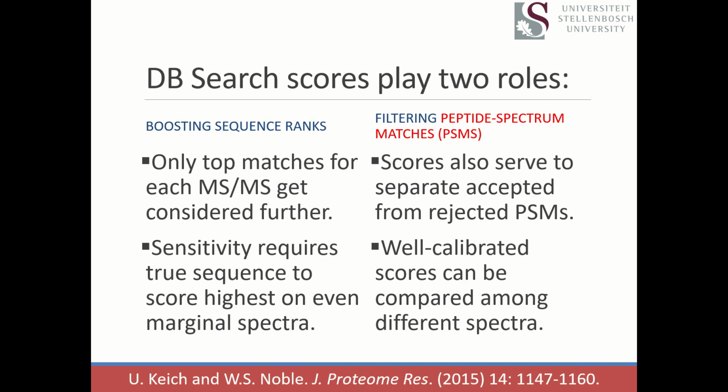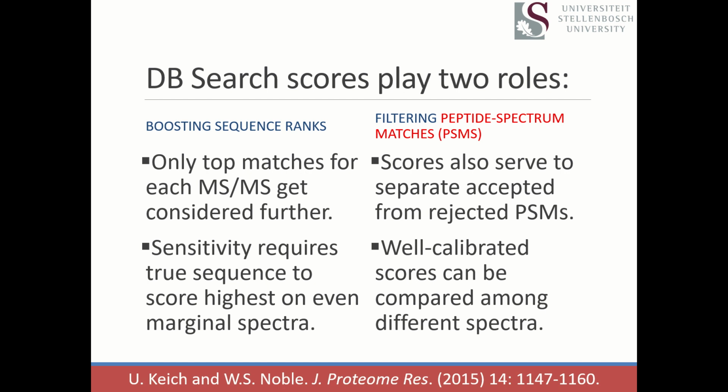Okay, database search scores, however, have 2 different roles. We've talked about how we push the correct sequence to rank number 1 for a tandem mass spectrum. And that's of course very valuable. We want to be able to show that for a given spectrum, we can score the real sequence better than anything else in a database.